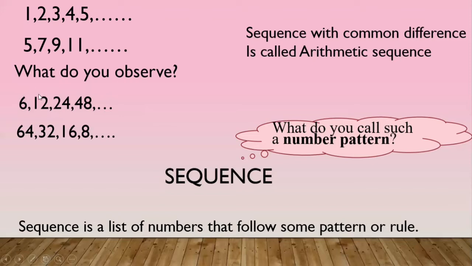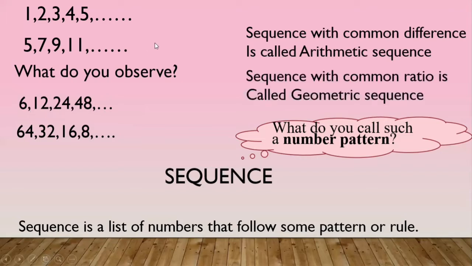Now, in the next example, you can see that the number is multiplying by 2. 6 into 2, 12. 12 into 2, 24. 24 into 2, 48. Okay. Then again here, what is happening? You are dividing by 2. So they have a common ratio. The sequences which have a common ratio are called geometric sequences.